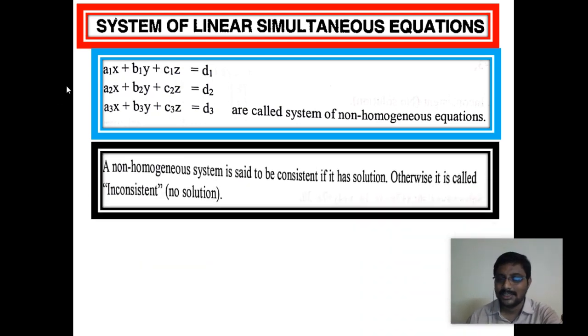A system is said to be consistent if it has a solution. Otherwise, it is called inconsistent. So we have two conditions here, that is, the first one is consistent and the other one is inconsistent. Consistent means the system has a solution. If it has no solution, then it is called inconsistent.